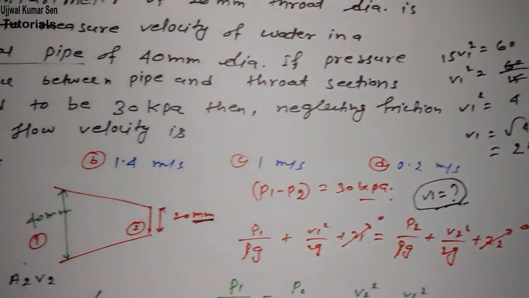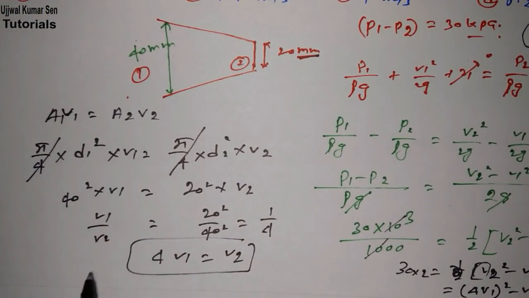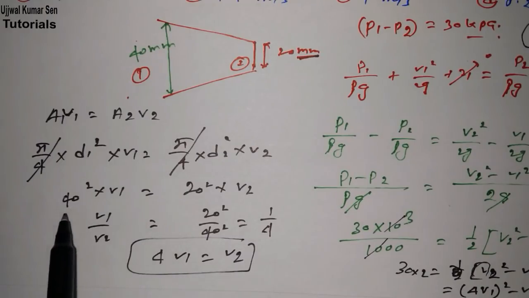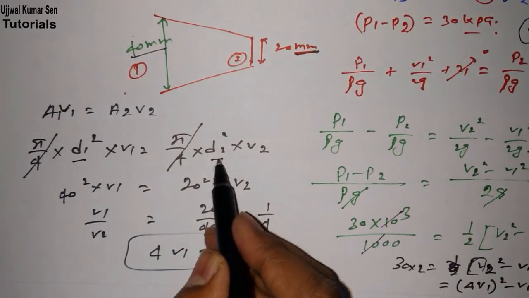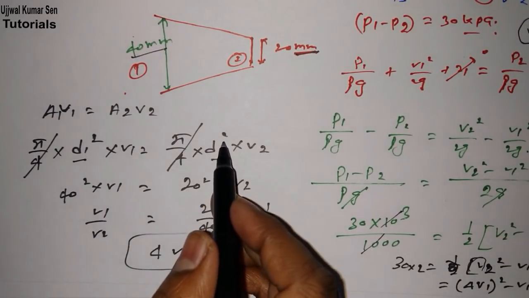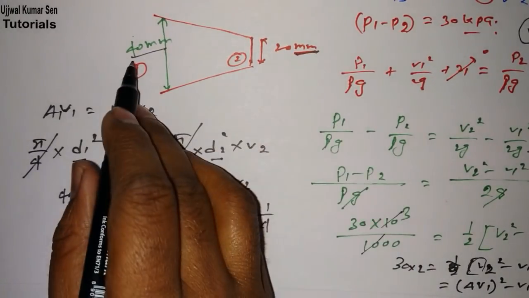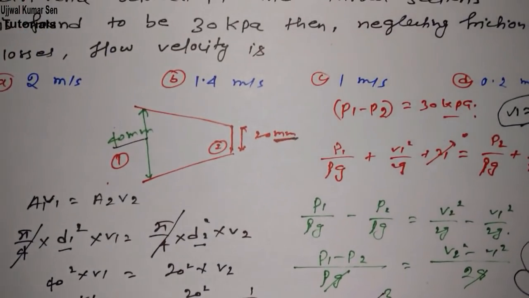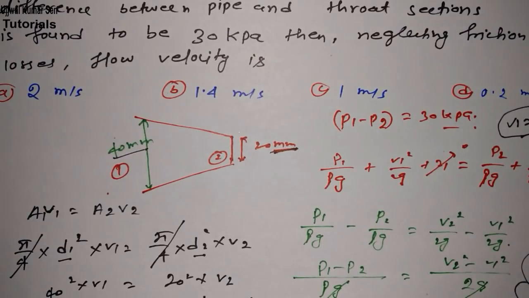Now one thing I haven't shared with you here: for V1 and V2, here we're getting 4, and I haven't changed its unit because both sides have mm square, so mm square gets cancelled and we can get meter per second there. That's why we don't need to change the unit. That's why I shared with you in the beginning of the tutorial that units play the most important role.